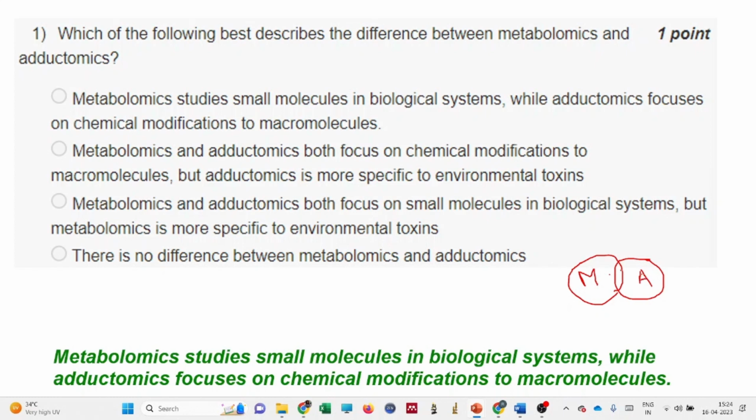The overlapping region here represents the shared focus on small molecules in biological systems, and this metabolomics circle will be larger because it represents a comprehensive study of all small molecules or metabolites present in a biological sample, including both endogenous and exogenous compounds, and it aims to provide a broader overview of the metabolic pathways that are active in a biological system. This circle will be comparatively much smaller, because it represents a specialized study of covalently bound molecules or adducts formed by the reaction of a reactive chemical species with a biomolecule such as DNA, RNA or proteins, and it focuses specifically on the identification and quantification of these modified macromolecules, which can be formed by exposure to environmental toxins, dietary factors or endogenous metabolites.